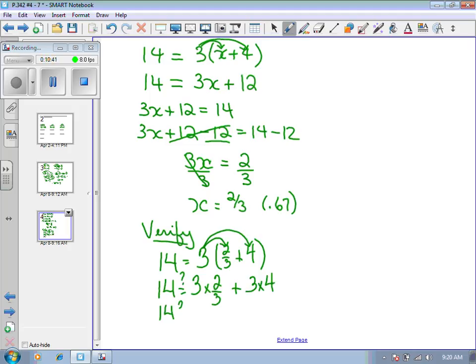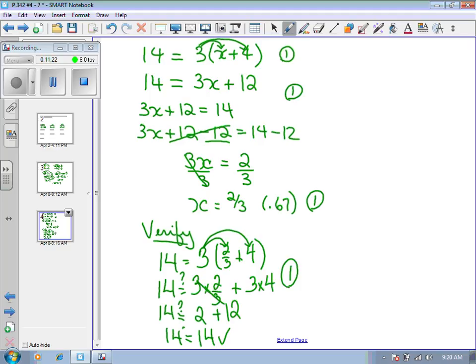So 14, is that equal to 3 times 2/3? What happens to my 3's? They cancel out, leaving us with 2. Plus, what's 12, or sorry, 3 times 4? 12. So 14 and 2 plus 12 gives us 14. So everything checks out. So now I've done my equation. There's 1 mark. I've shown my work. I found my answer. And then I verified it. So there's my 4 marks for this question.